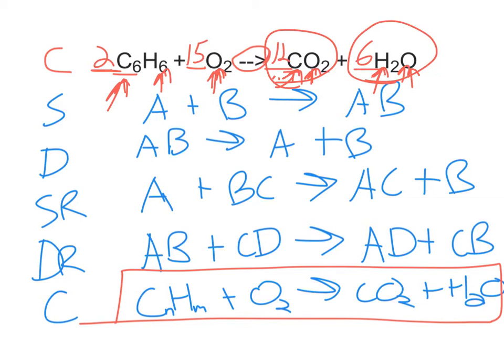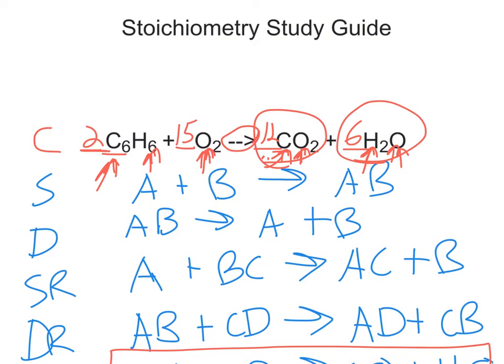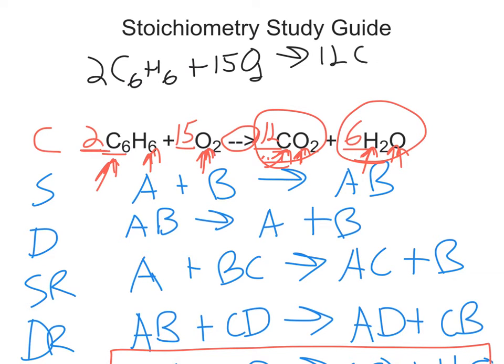Now I know it's messy, so let me rewrite this so that you can see it. This balanced would look like 2C6H6 plus 15O2 turning into 12 CO2s and 6 H2Os. Very standard. Got to be able to do this.